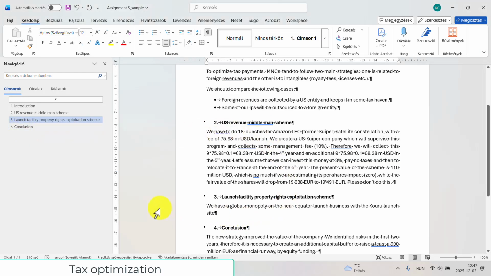Anyway, so we have a global monopoly and launch site, and we can lease this out for foreign companies. Well, sorry. So maybe the importance of this scheme will be that they will not be French companies, but something else. So this is how we can still put a middleman into this scheme as well.